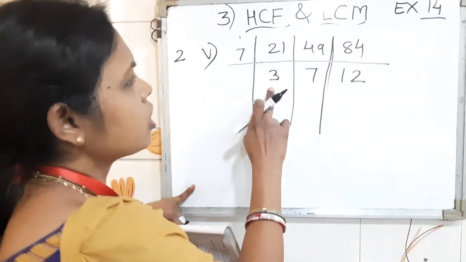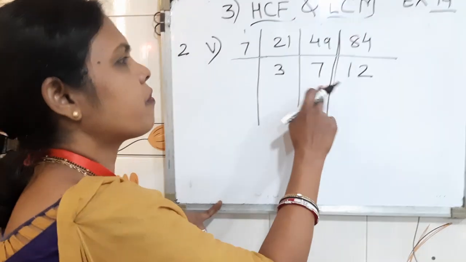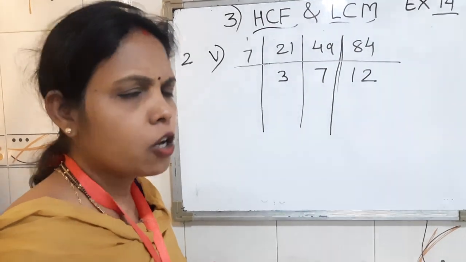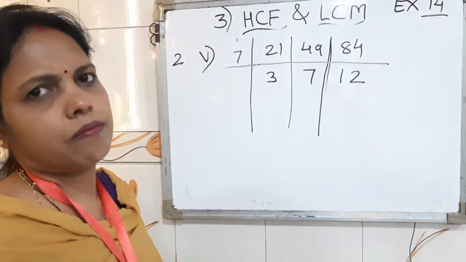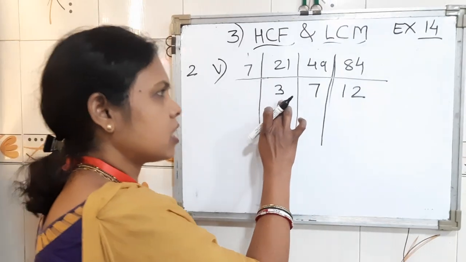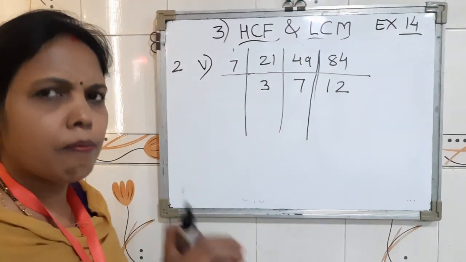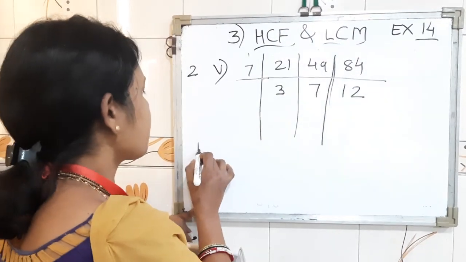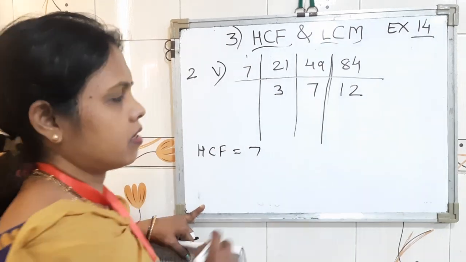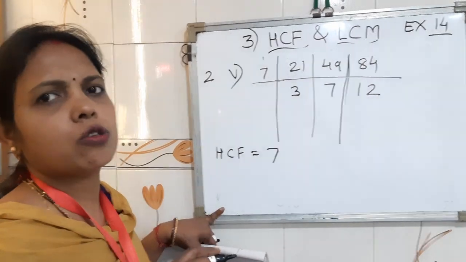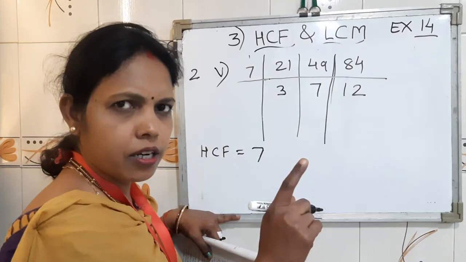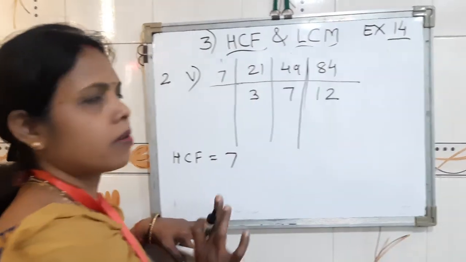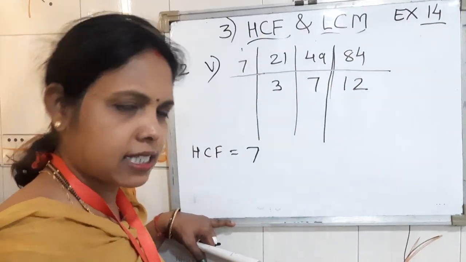So children, if you will observe, here we got different numbers, and all these different numbers are not getting the same factor. Means in 3, 7, 12 no number is common between all 3. So our SCF is 7. I hope you all understood which number or which factor is common for all 3 numbers. That one is called the SCF.